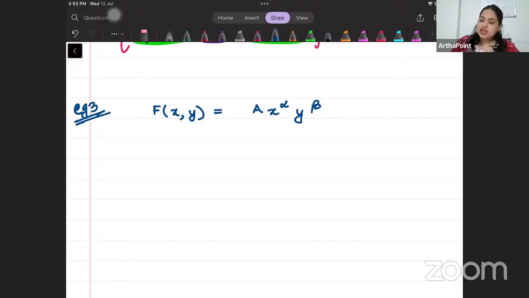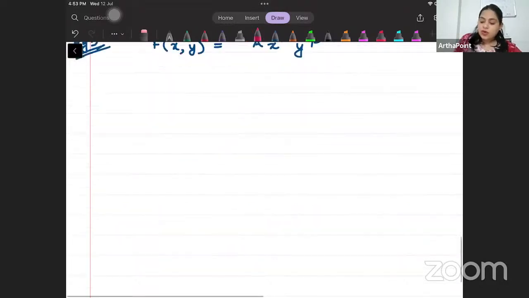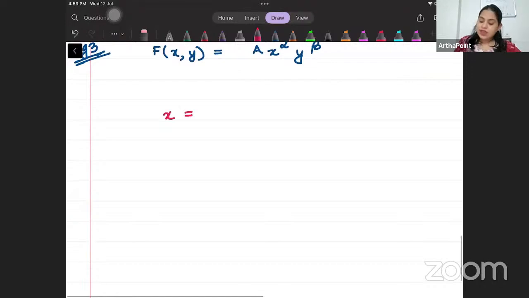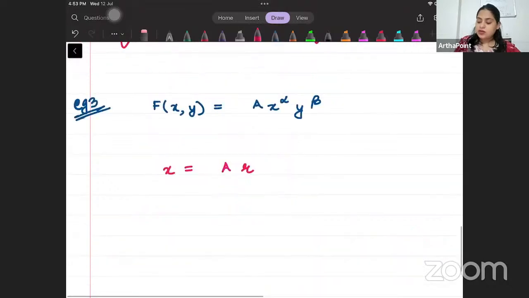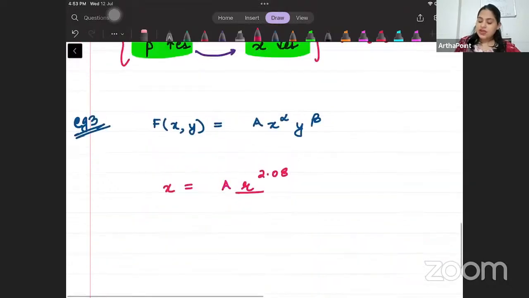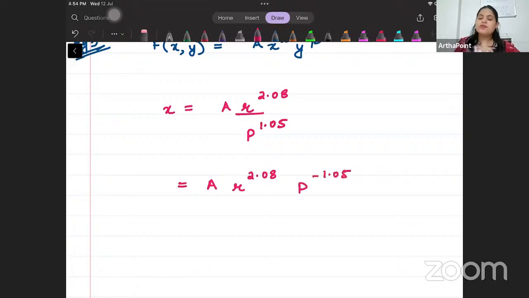So for example, let us take an example. I will take the same example beta that I did above. इसी example को मैं Cobb-Douglas form में लिखूंगी. So what will I do? I am given that x is a r to the power 2.08 upon p to the power 1.05. So beta, can I rewrite this as a r to the power 2.08 p to the power minus 1.05? So this is nothing but r to the power some alpha and p to the power some beta.